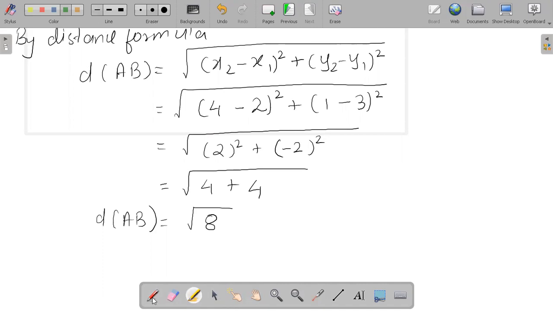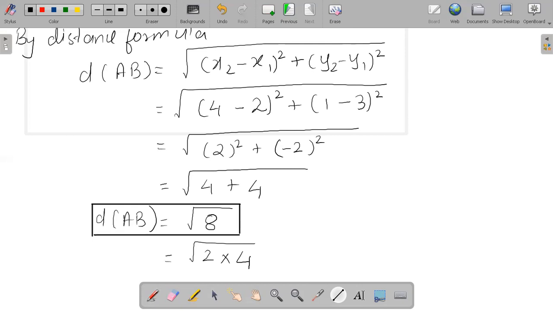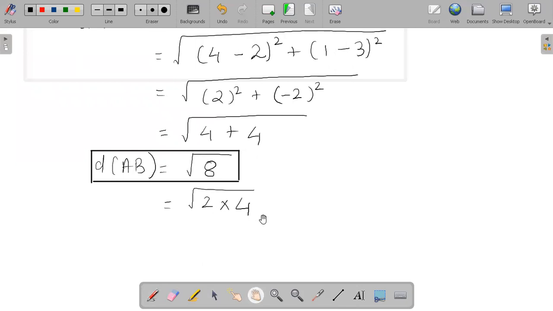Okay, how? Just look at the way how we will simplify. So 8, you can write it as 2 into 4. Yes or no? Yes. You can leave it here, you can stop here, but it's possible to simplify. So let's simplify. So 8, you can write it as 2 into 4. So this becomes under root of 2 into 4.